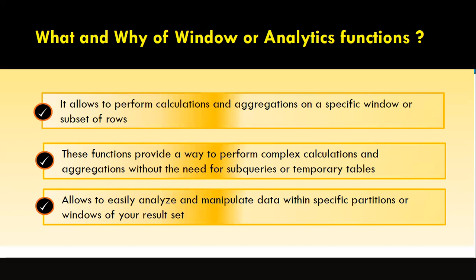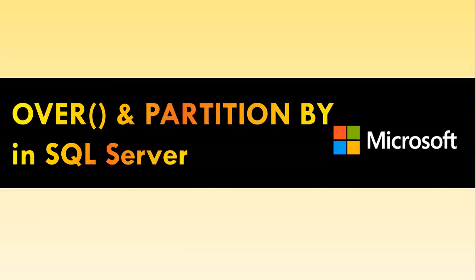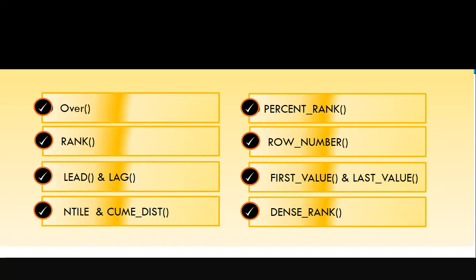These are the built-in functions. What different built-in functions are available? OVER function, rank function, lead function, lag function, NTILE, cumulative distribution, percent rank, and row number. These are the various types of analytic functions available. You need not be familiar with all of them, but the most popularly used ones are partition by, the over function, rank, lead, lag, percent rank, row number, first value, last value, and dense rank. These are the most frequently used window functions in SQL Server.